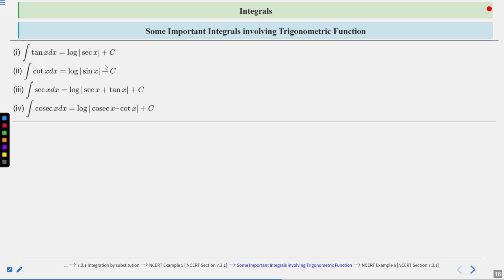Okay, hope it's clear to all. You need to remember these formulas.